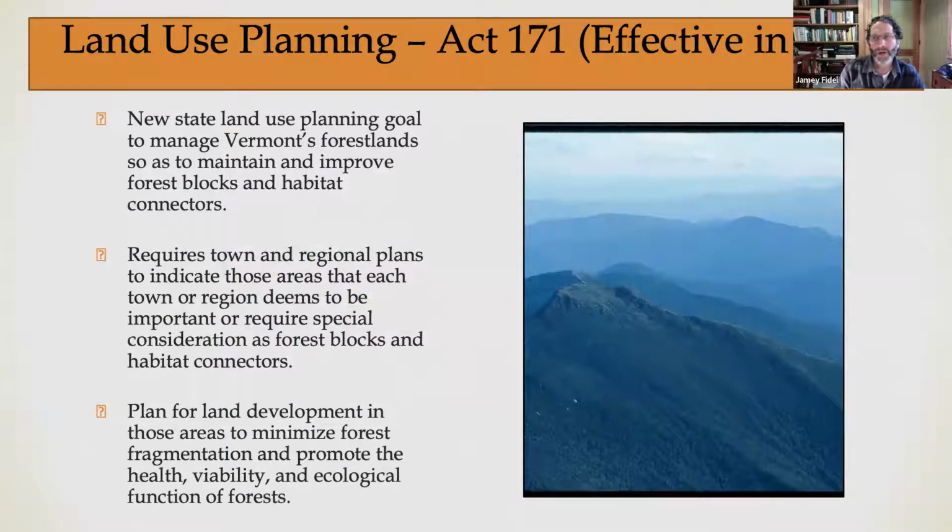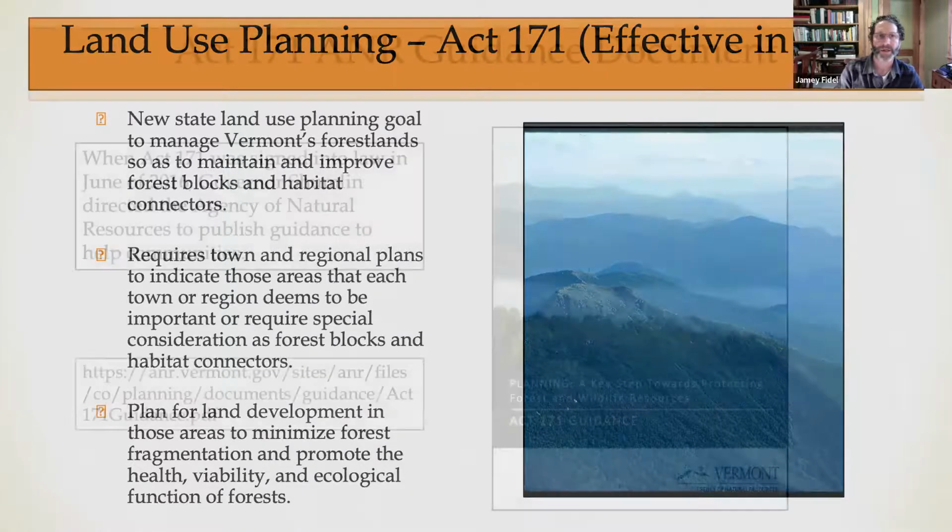In concert with the Fish and Wildlife Department, one of the big efforts that we've been focused on to maintain a resilient landscape is improvements to our land use planning to maintain forests, intact forests and forest blocks, and connectivity between those blocks. So Act 171 was passed in 2016. It requires towns and regional planning commissions to identify areas that are important and should be considered as forest blocks and habitat connectors, and maintained in a way to try and reduce the fragmentation of those areas as we continue to build out in the state.